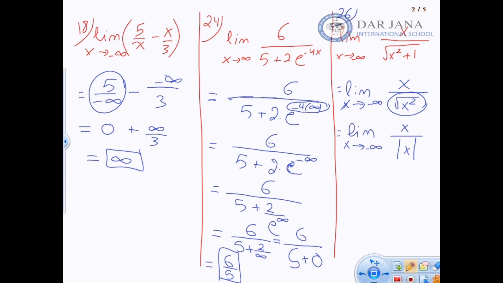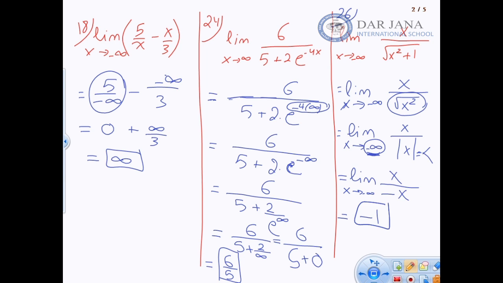Now how are we going to get rid of this absolute symbol? At negative infinity, x is a negative number. As you know, absolute x is either positive x or negative x, according to x itself. So as x approaches negative infinity, I'm going to write it as negative x. Now, limit as x approaches negative infinity, x over x is 1. So 1 over negative 1, the answer is negative 1.